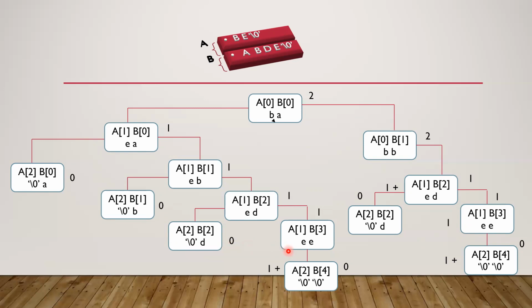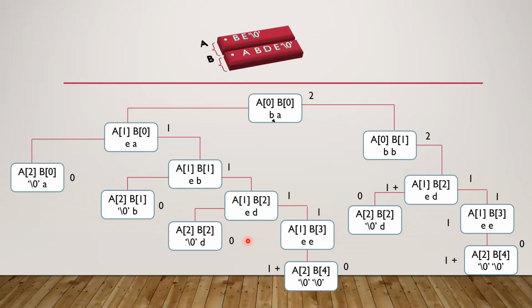So it enters the second condition, and in the second condition, it says that 1 plus the next call will be A will move to 2 and B will move to 4. And these both are null characters, so it returns 0. Now it will return back. So 1 plus 0 is 1. So the result of this is 1.